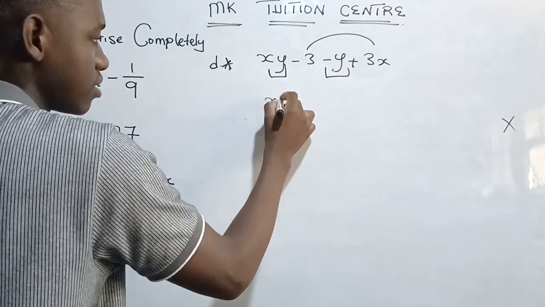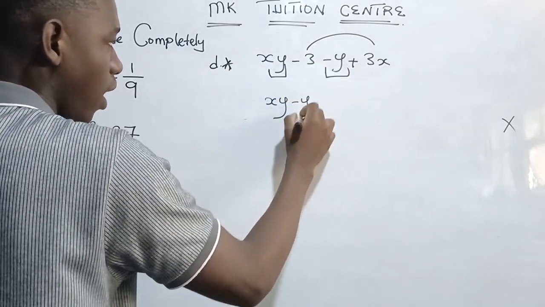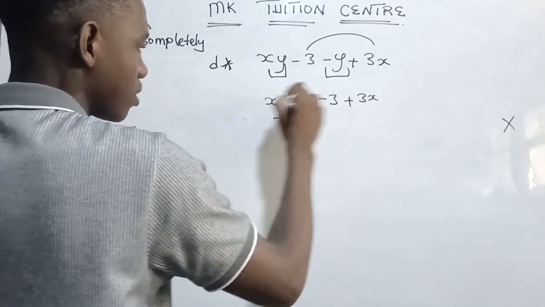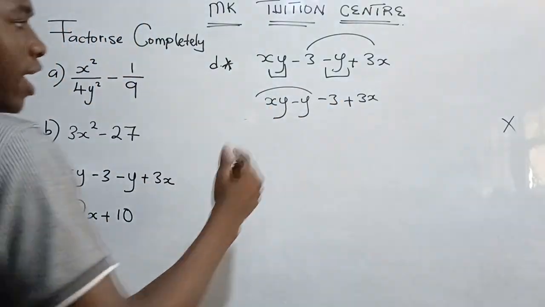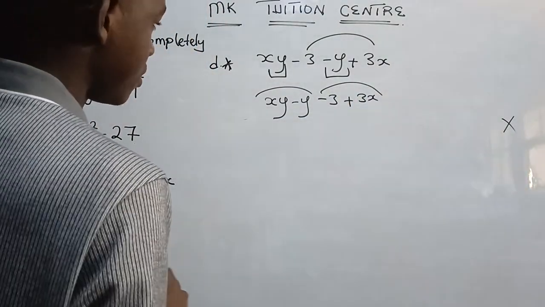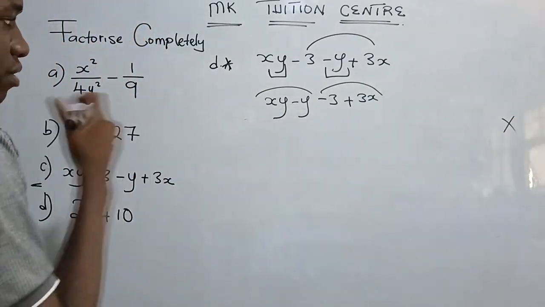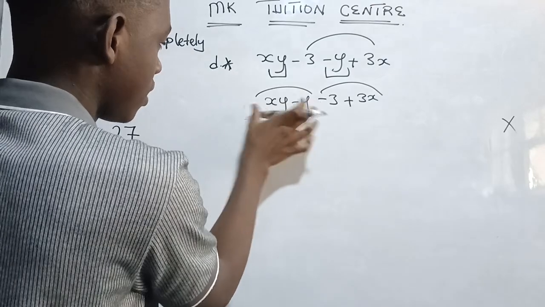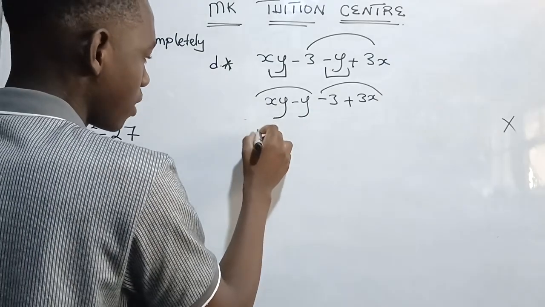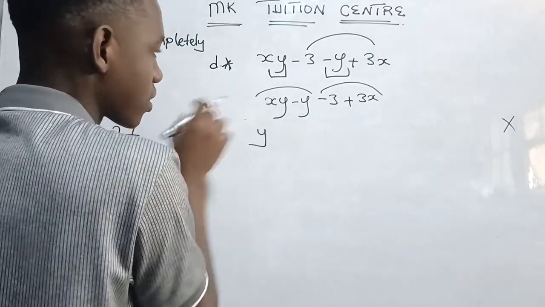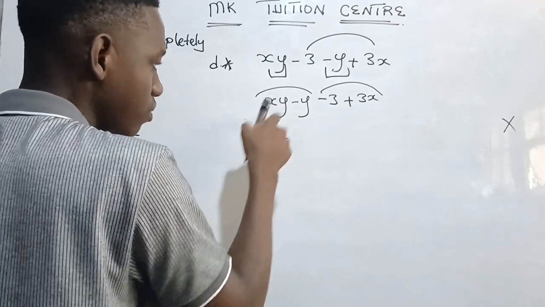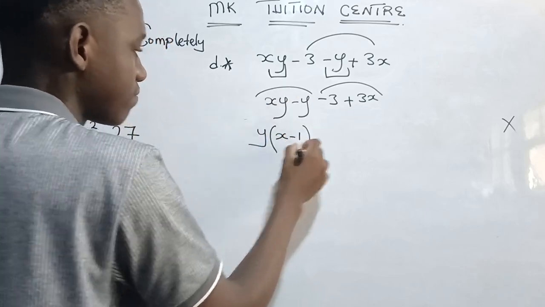So we're going to have xy minus y, and this side we're going to have minus 3 plus 3x. Now here we have something that is common, and this side we also have something common. Let's proceed. What is common between xy and negative y? You can tell that y is common, so we factorize y out: y into xy gives x, and y into negative y gives negative 1.